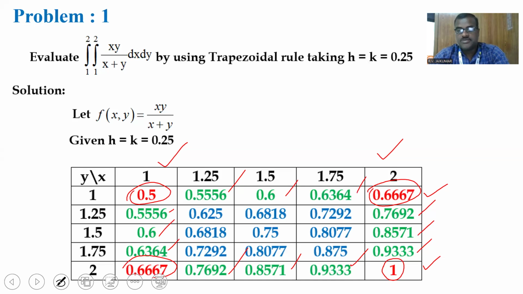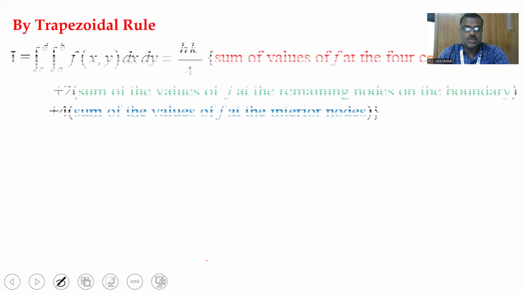The third term of the formula is the sum of the values of f at the interior nodes. The interior nodes, as you can see on the screen, are indicated by blue color. We have to add all these values. Then we substitute all these in the formula. We'll get the final result of the given double integral value. Now we can see here the formula.